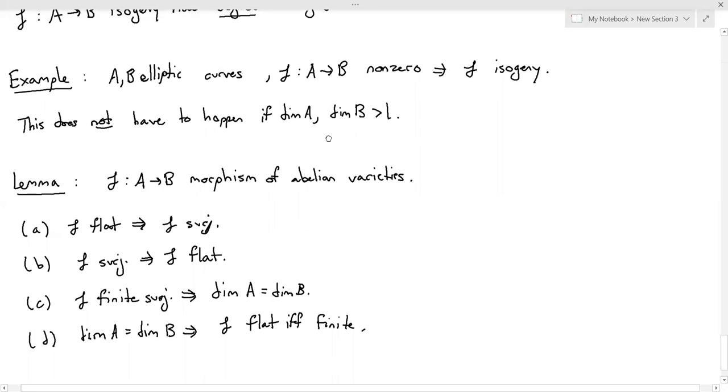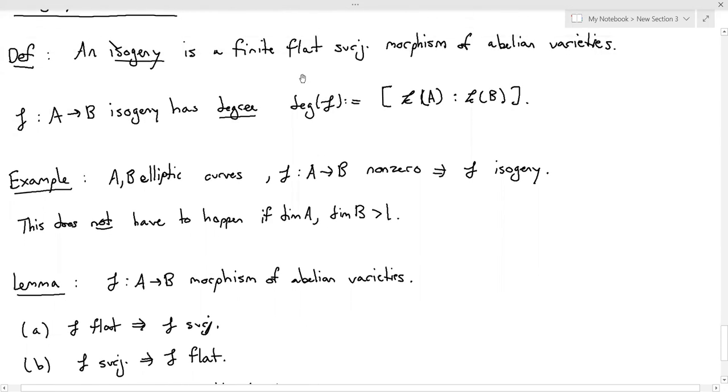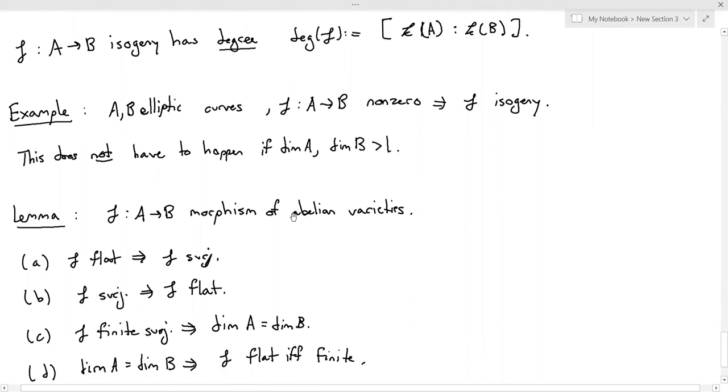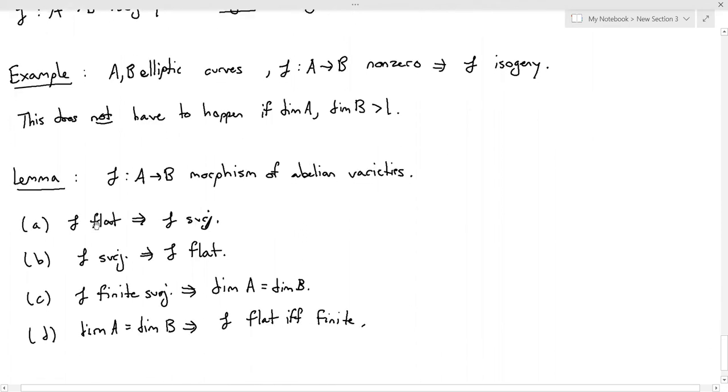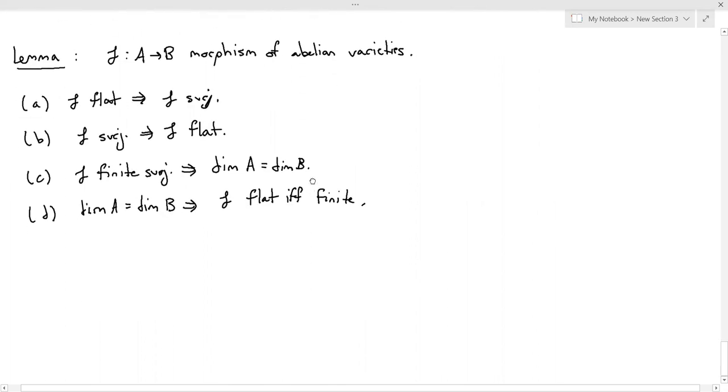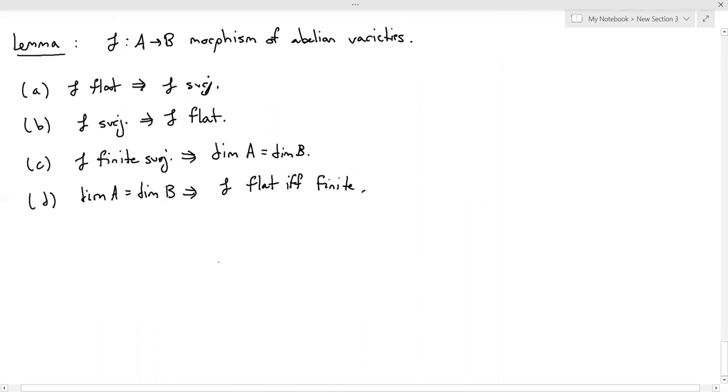So what this lemma tells us is that when we said it was finite, flat, surjective, then either the flatness or the surjectivity was superfluous. And if we make dimensional constraints, then we can eliminate one of the bunch and not miss anything. That's an interesting thing. It makes it so that if you want to check a map is an isogeny, you don't need to do as much work as you would think you needed to at the beginning.